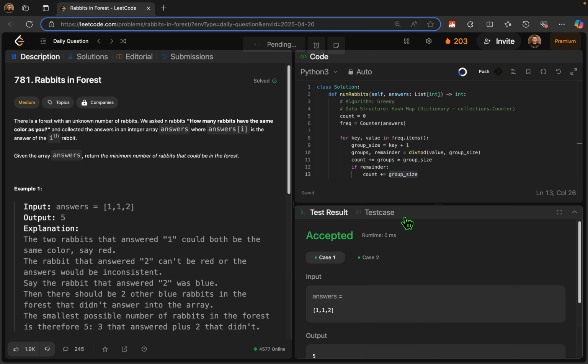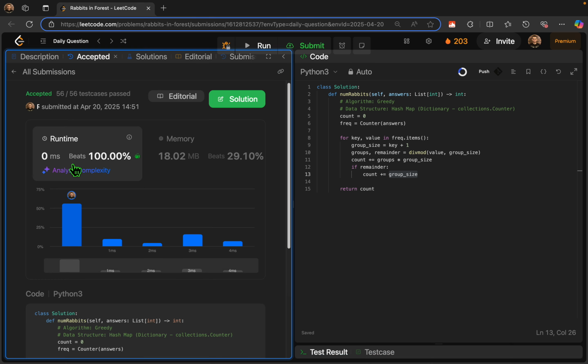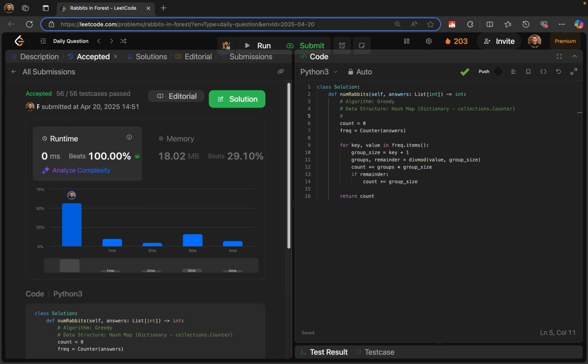And it passes. Let's submit. And it's very efficient. As we use the Counter, all key-value pairs are looped through once, so time complexity will be big O of n, and space complexity will also be big O of n in the worst case scenario.